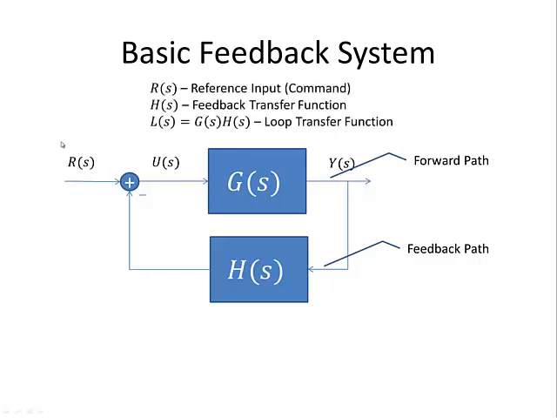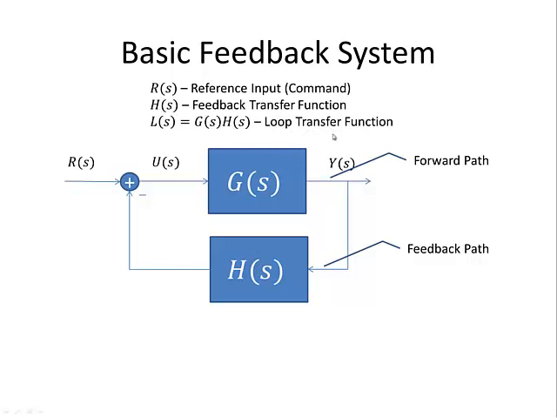We, of course, define the reference, r of s, as the reference input, or the command, or that's really our objective. H of s we define as the feedback transfer function, and it allows us to modify the output and then compare it to the reference signal. And of course, we use the sum junction here, and we use a negative, so we have negative feedback. Finally, we also define L of s, which is g of s times h of s, the product of the plant and the feedback transfer function. We define that as the loop transfer function.